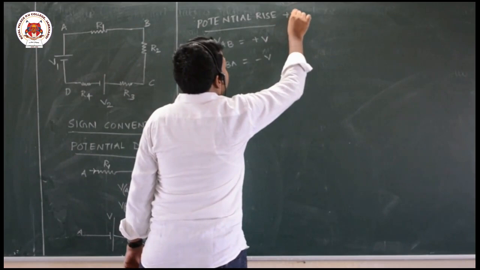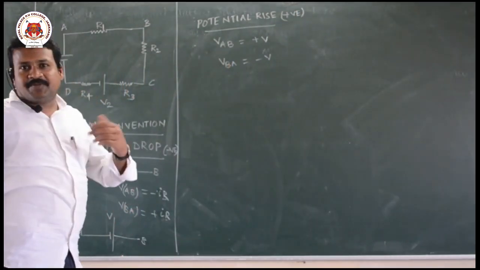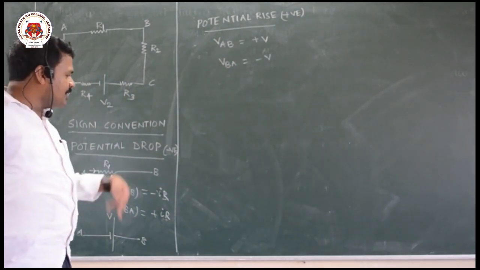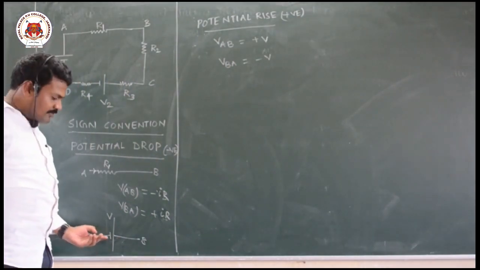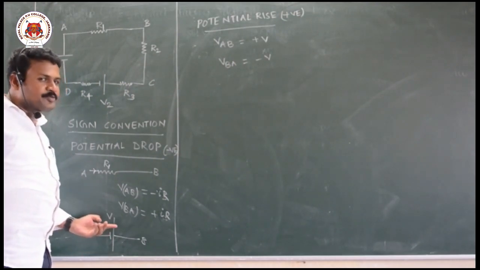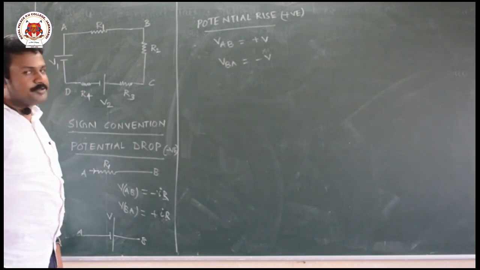Potential rise will be positive. Or inside a conductor, in the direction of current it is negative, opposite to the direction of current it is positive. For a cell, when you move from negative potential to positive potential it is positive, and from positive potential to negative potential, it is negative.